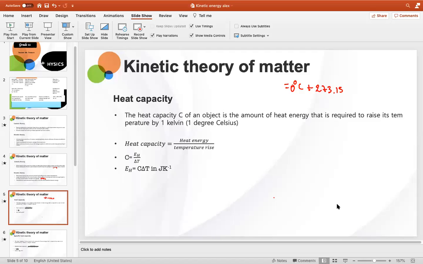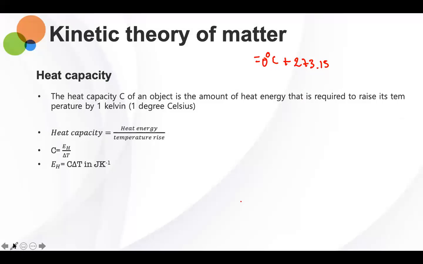All right. So to convert degrees Celsius to Kelvin, you would add 273 to get the temperature in Kelvin.